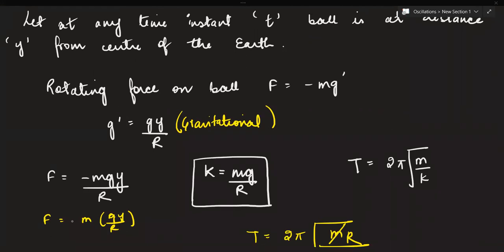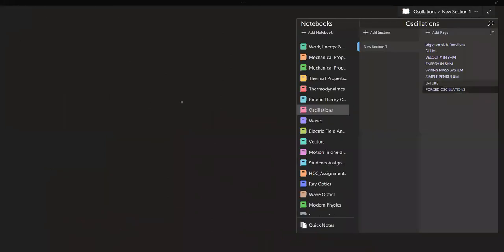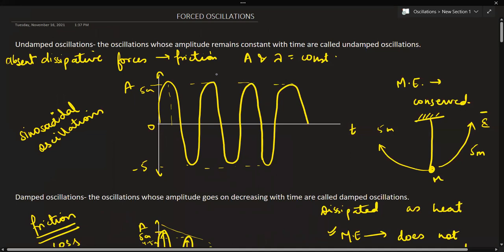Okay, fine. Now see, a system executing simple harmonic motion is also called a harmonic oscillator. So any system that is executing SHM that we have seen, all these systems, are known as harmonic oscillators. These systems which execute SHM produce sinusoidal oscillations. And these sinusoidal oscillations can be of two types. It can be damped oscillation and it can be undamped oscillation.